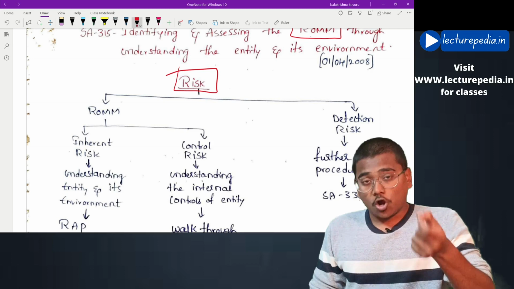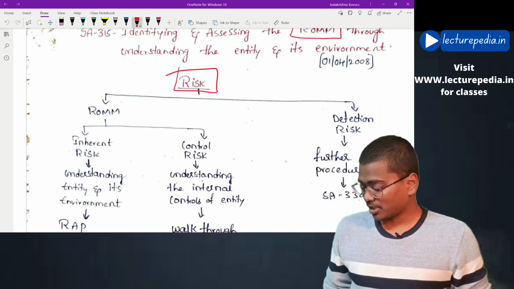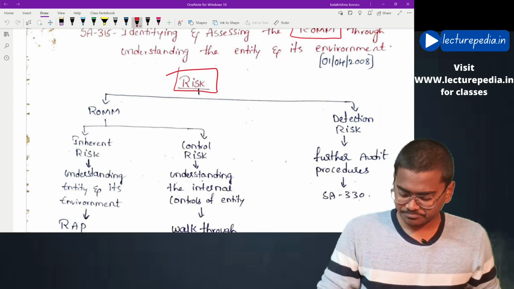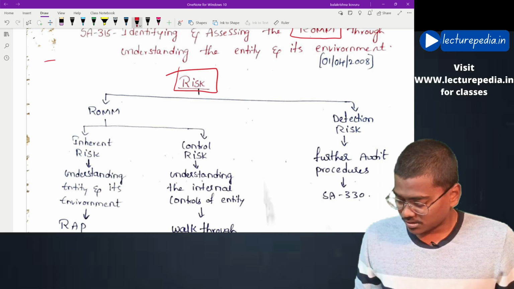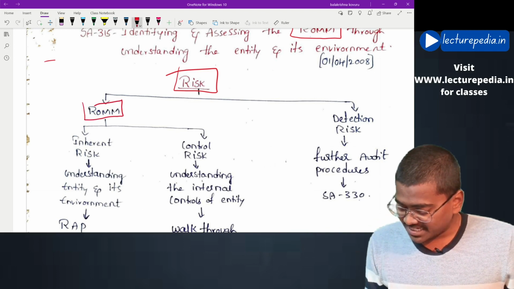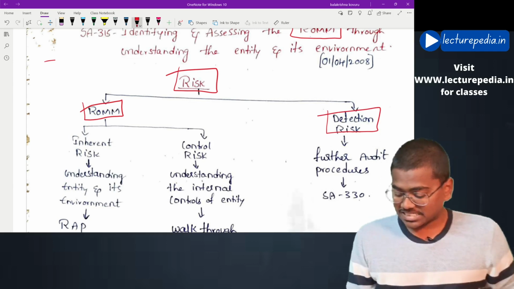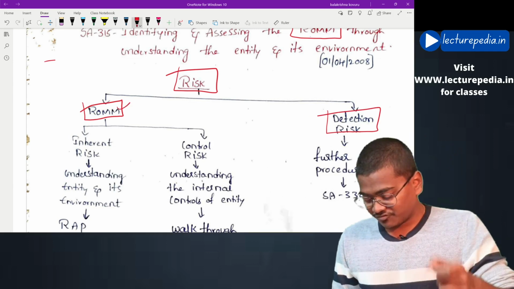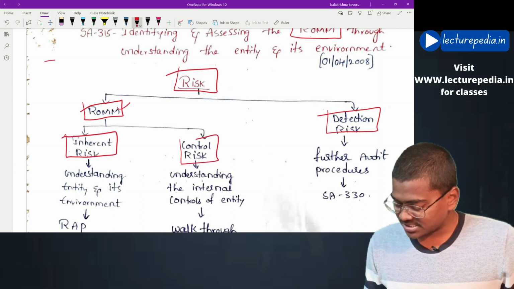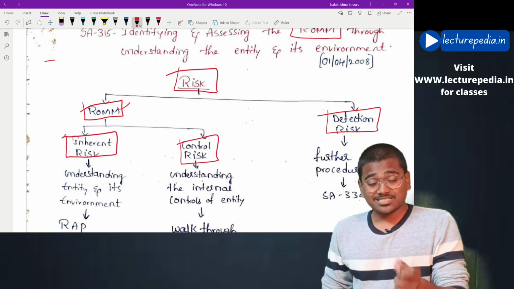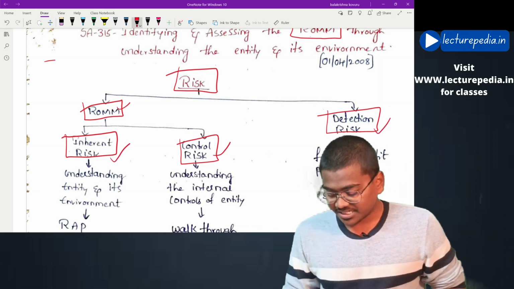Now, this audit risk is a combination of three types of risks. What are those three types of risks? First of all, there is risk of material misstatement and there is detection risk. We will discuss them. Risk of material misstatement is again further divided into inherent risk and control risk. Thereby, audit risk is a combination of inherent risk, control risk and detection risk.